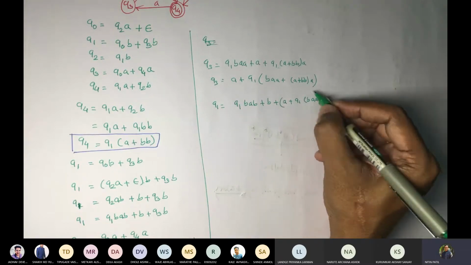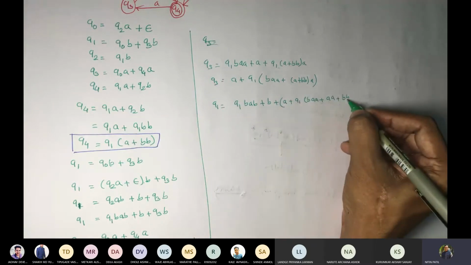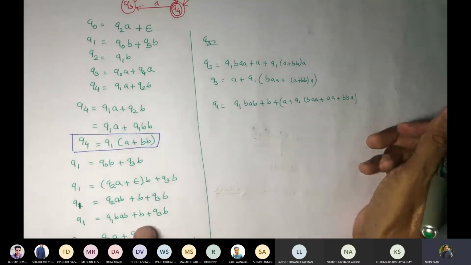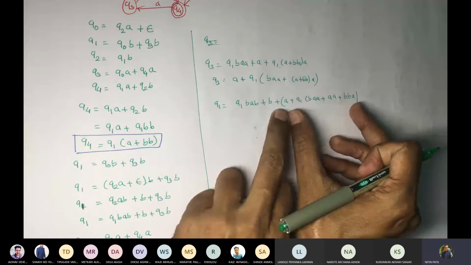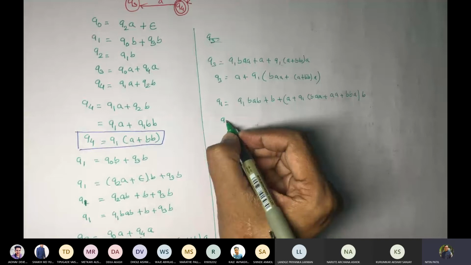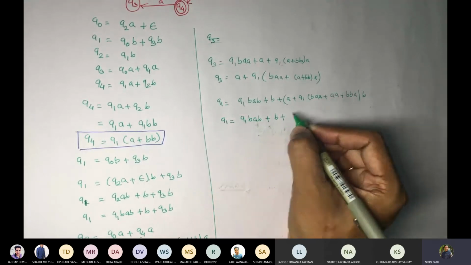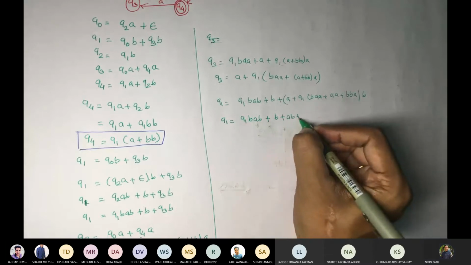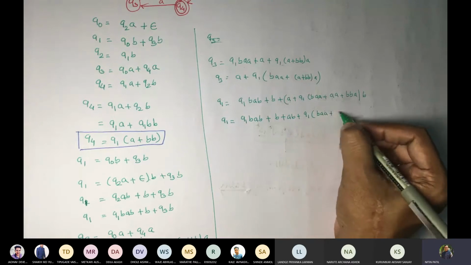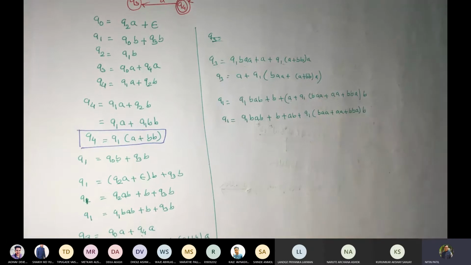BA plus, I will simplify this equation to make life simpler. I will write AA plus BBA. Correct. So this is what we wrote Q3. We wrote this Q3, correct? And then this remaining B is to be written. So we will get, after simplification, Q1 BAB plus B plus this A and B plus Q1 bracket BAA plus AA plus BBA bracket. Correct.